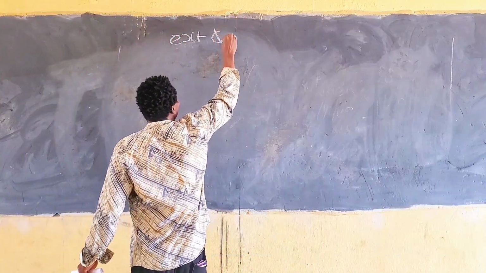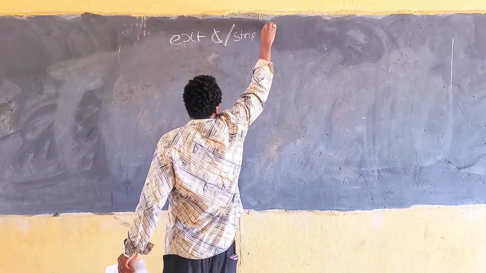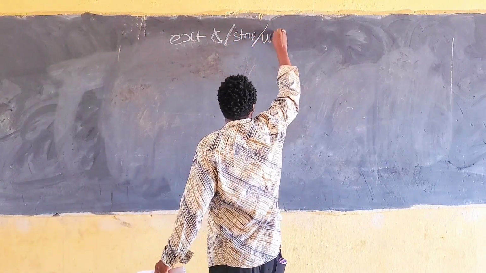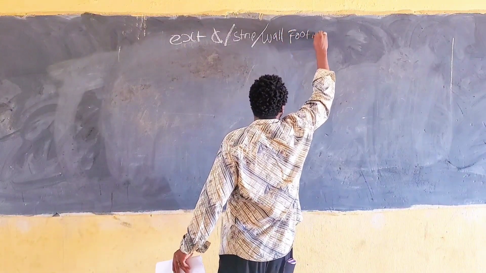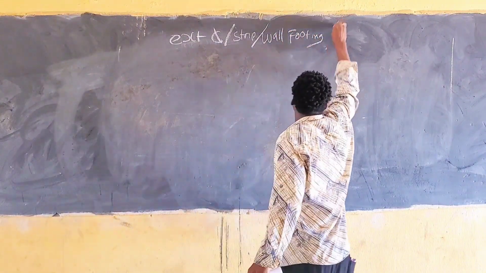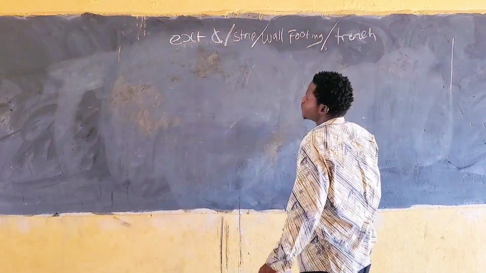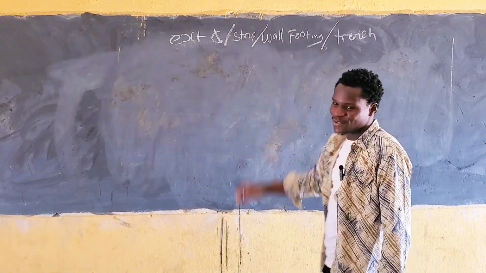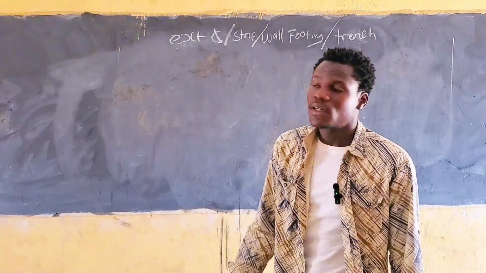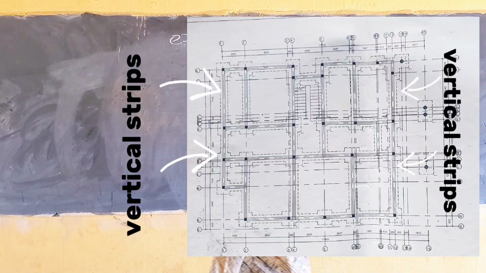External girth is also strip, also wall footing, it's also trench. There's so many ways. So in our external girth, we'll be starting with the vertical strip. So vertical.